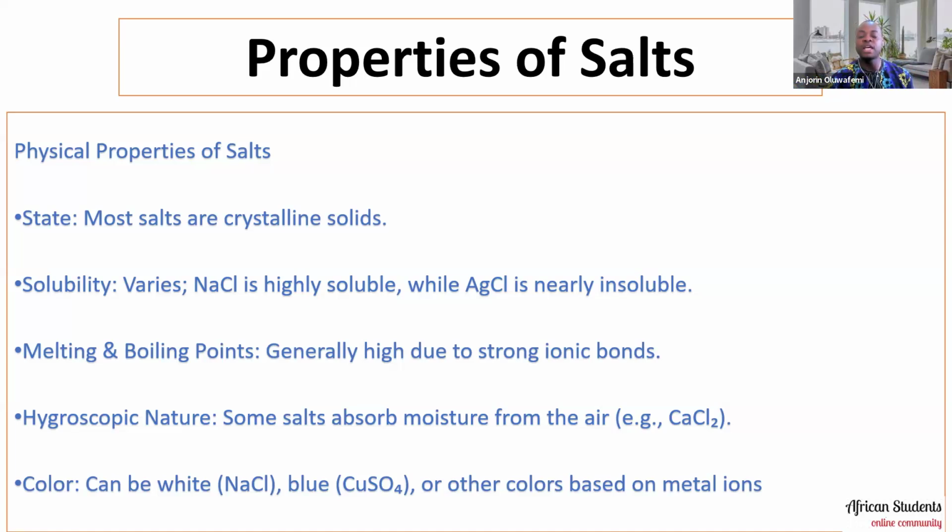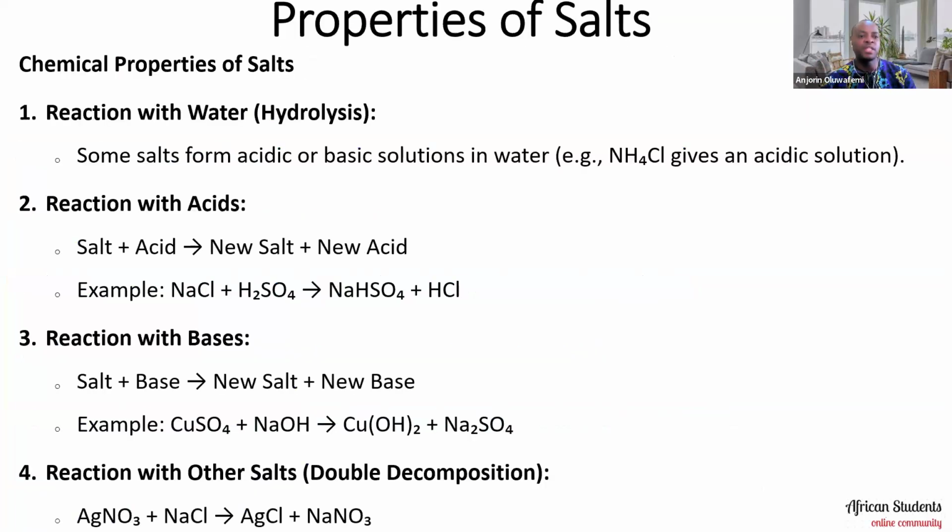Hygroscopic nature: some salts absorb moisture from the air, e.g. calcium chloride, while others don't. In terms of colors, they can be white, like sodium chloride, blue, like copper sulfate, or other colors based on the metal ion that forms them, okay? All right, so what are the properties of salt in terms of chemical properties now?